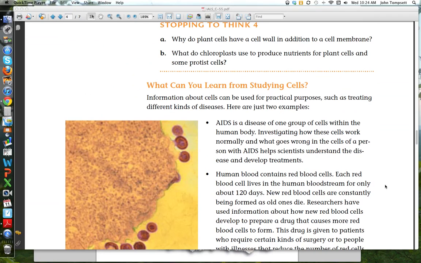What can you learn from studying cells? Information about cells can be used for practical purposes, such as treating different kinds of diseases. Here are two examples. AIDS is a disease of one group of cells within the human body. Investigating how these cells work normally and what goes wrong in the cells of a person with AIDS helps scientists understand the disease and develop treatments.